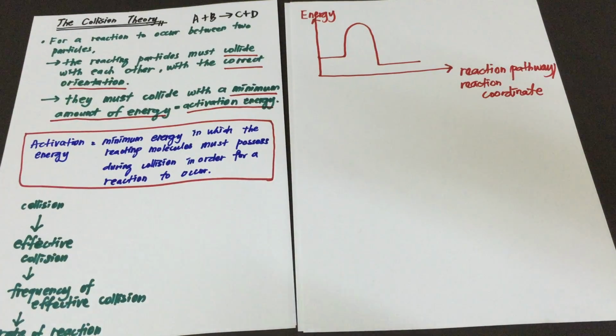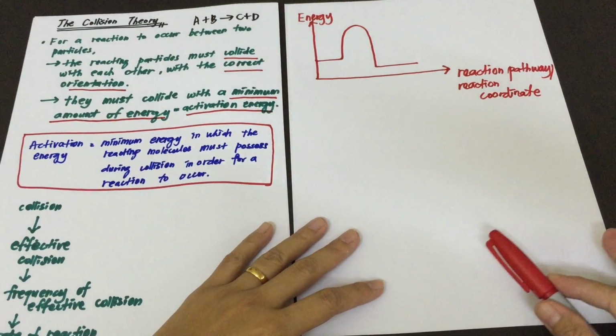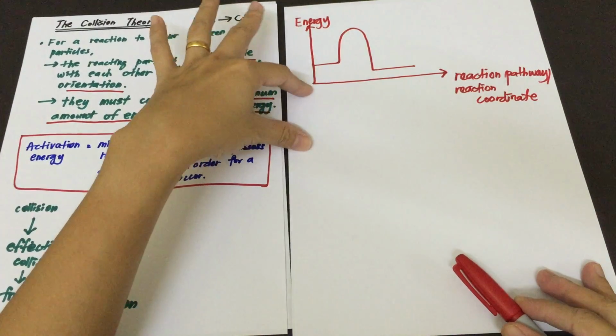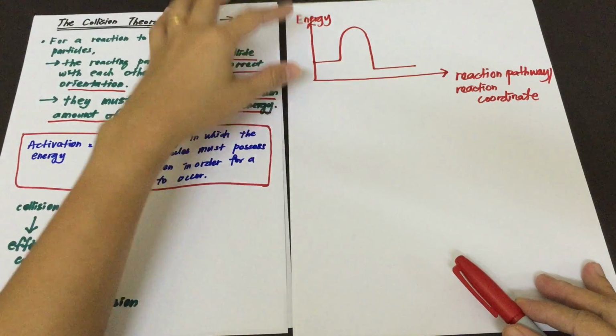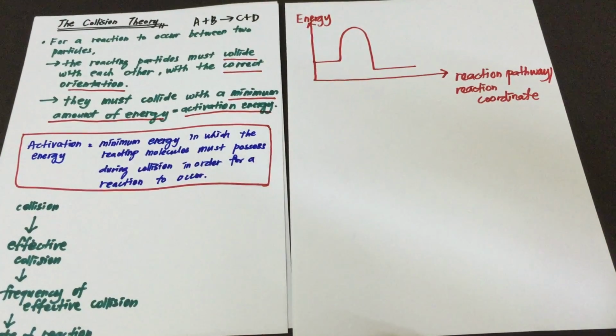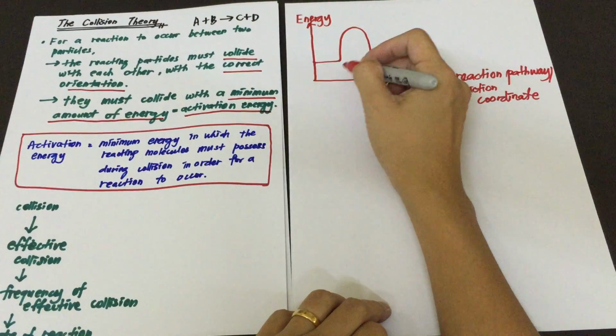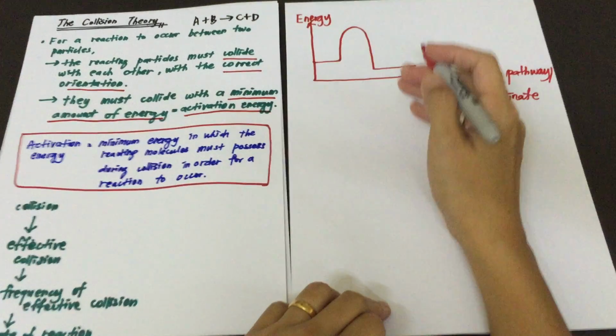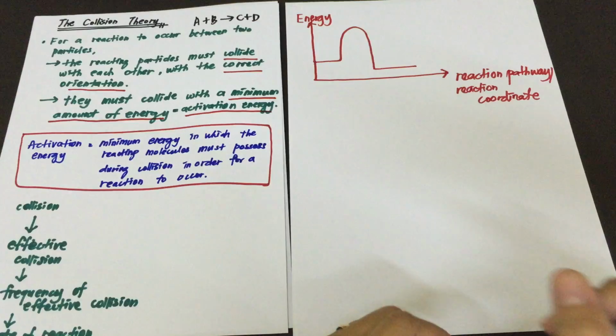Okay, this is a simple energy level diagram in which the y-axis is showing the energy of the whole reaction, while the x-axis will show the reaction pathway or the reaction coordinate from the reactants change to the products. So usually the reactants will occupy the left-hand side and the products will occupy the right-hand side.